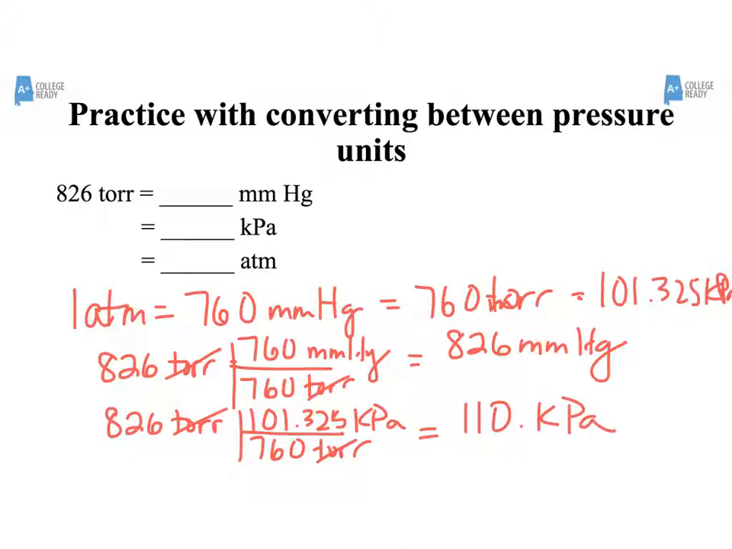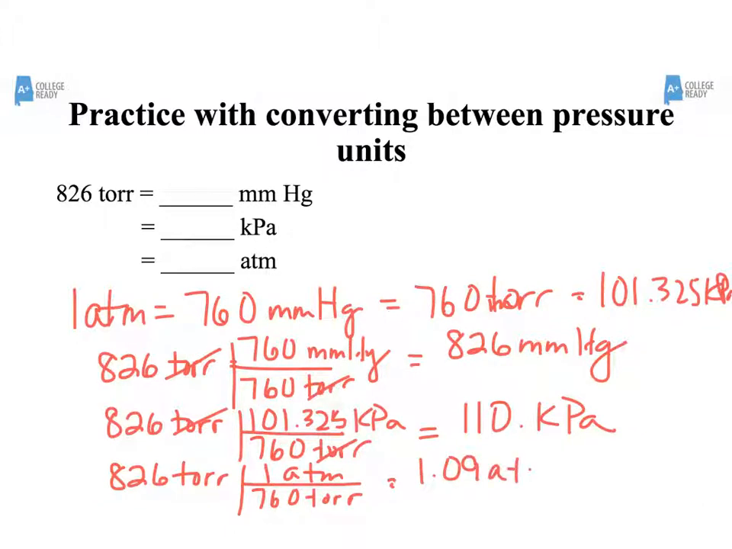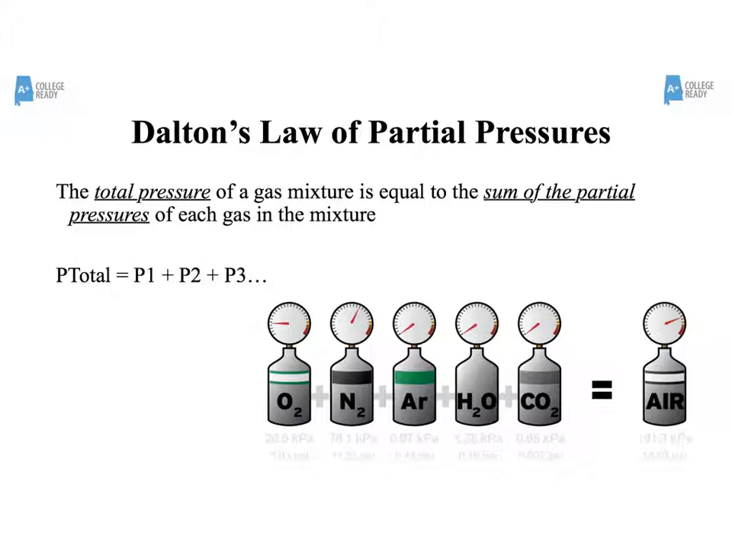Same idea, let's go ahead and go to ATM. 826 torr, and 760 torr is equal to 1 ATM. And therefore, grab our calculator, 1.09 ATM. So you've got to be able to convert between your pressure units. Make sure that you're comfortable with that. It's really, really important that you understand those pressure units.